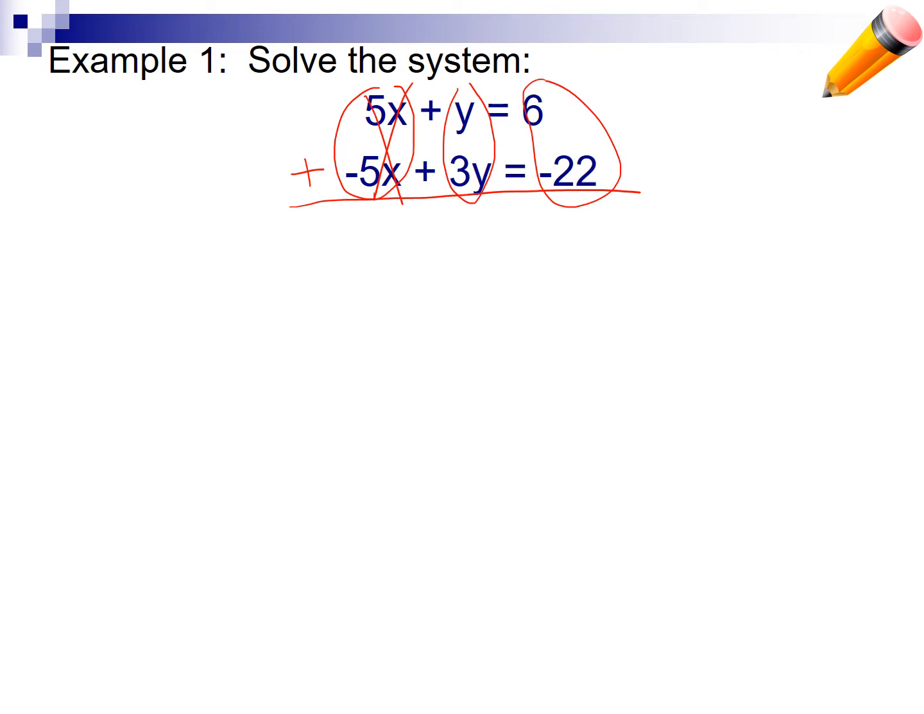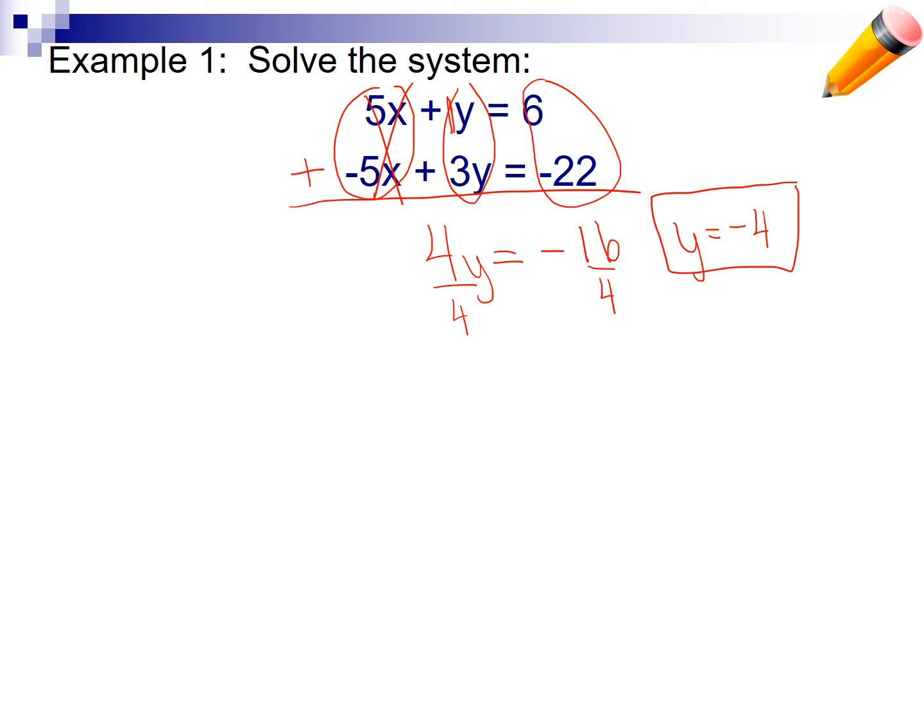Now all we have to do is finish the rest of the addition problem. We have 1y plus 3y is equal to 4y, which is equal to the right side of my equation, 6 plus a negative 22, which is a negative 16. And then we just keep solving for y. So divide by 4, y is equal to a negative 4, okay?